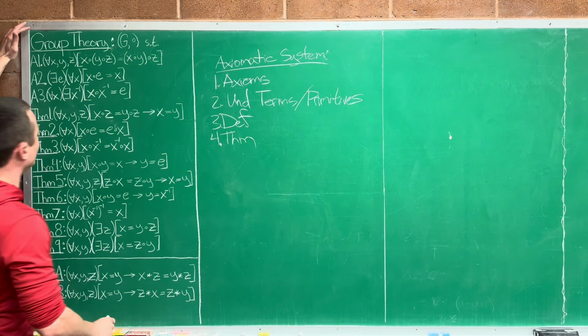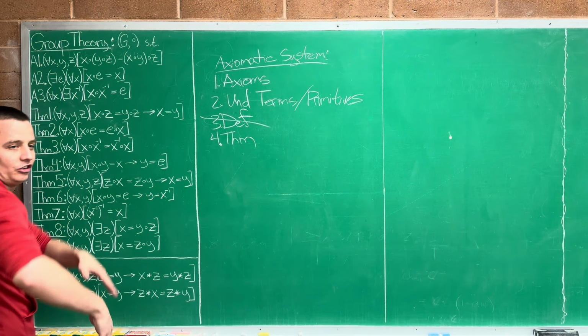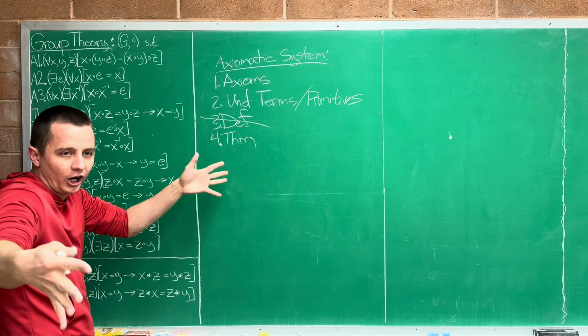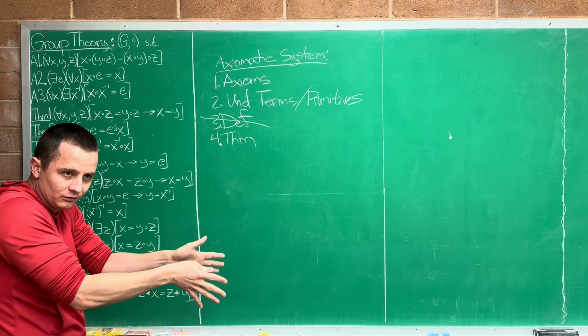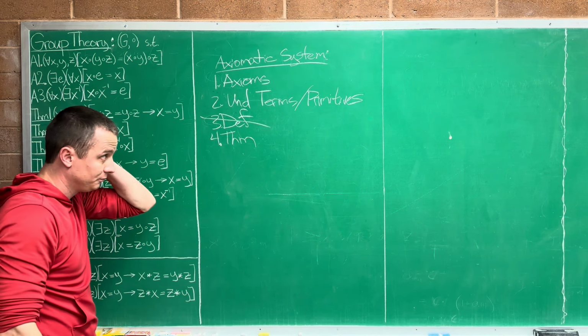So we're over here in group theory. In group theory, we're not going to have any definitions. You don't need definitions, they're just nice to have. They're just ways of talking about a bunch of symbols all in one go. So we won't have any definitions, but we will have these three things.